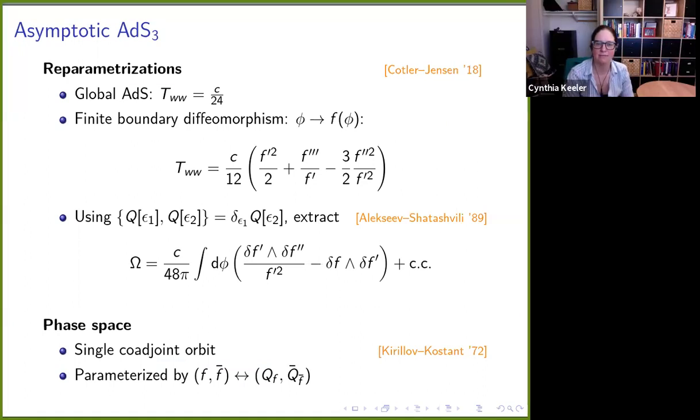I think I have a bit of trouble seeing where alternate boundary conditions would come in. So I'm thinking here along the lines of something like the Compère-Song-Strominger boundary conditions, which are supposed to give us a duality to something other than just a CFT. Is there room to incorporate that setup in your formalism?